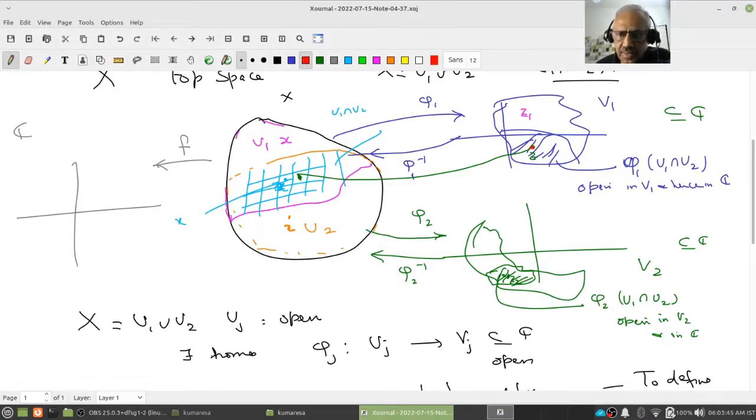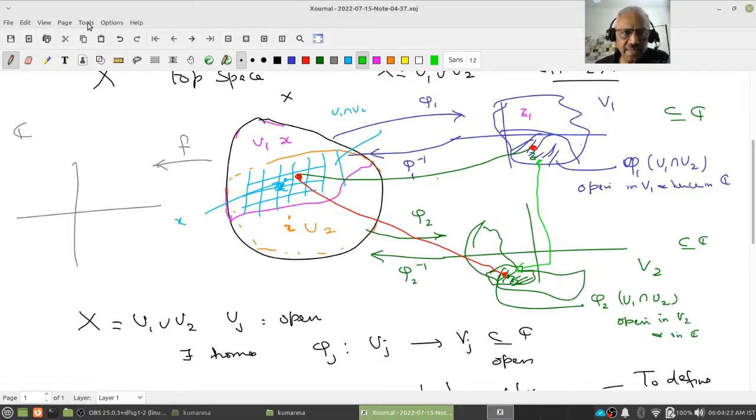So this is my z that goes to this point, under phi 1 inverse, and then that goes to this point, right? Because phi 2 maps this u1 intersection u2 onto this set. Do you follow? Therefore, what do you think I have finally got? I have got a map from this set to this set.